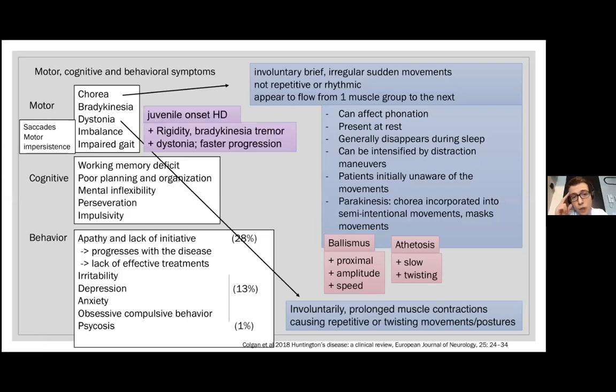Then there is juvenile onset HD, which is interestingly a bit different. So there's a lot more rigidity and bradykinesia, tremor, dystonia, and it progresses a lot faster. And chorea might be very transient.